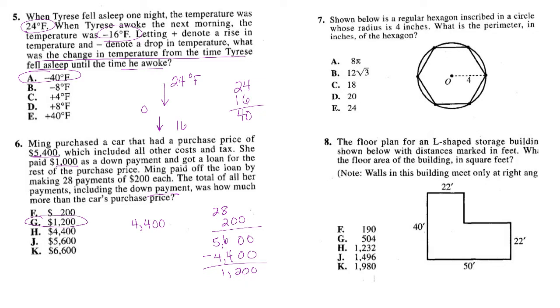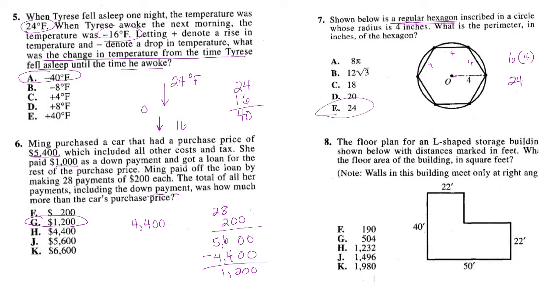Okay, moving on to number 7. The key to this problem in number 7 is the fact that it's a regular hexagon, which means all of these sides are going to be the same. And there's 6 sides, and if this side length is 4, then all of these over here are 4. That's what it means for it to be a regular hexagon. So 6 times 4 is going to give us 24.